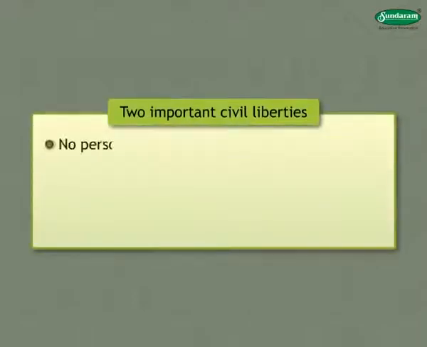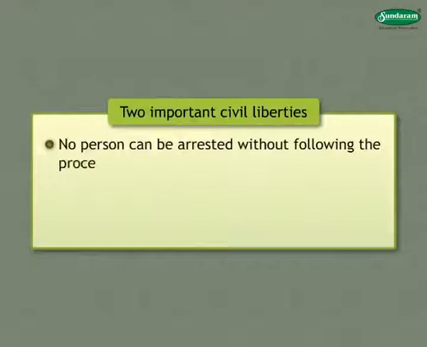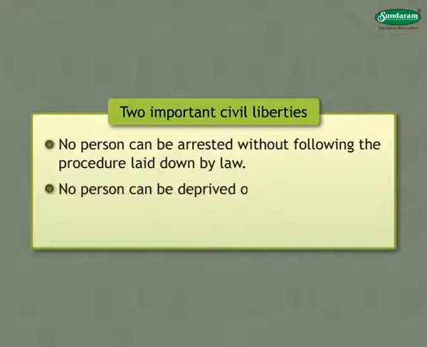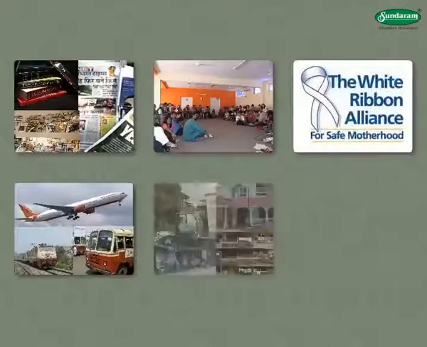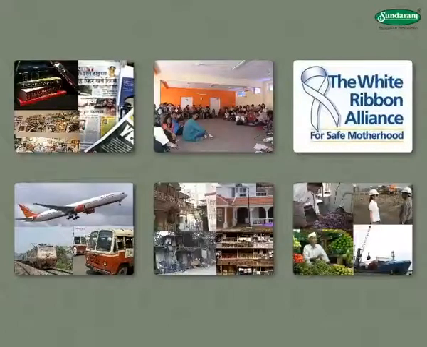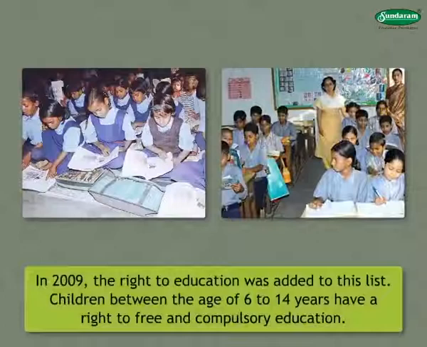2. Right to freedom. Important civil liberties. Accordingly, no person can be arrested without following the procedure laid down by law. Similarly, no person can be deprived of his or her life or freedom except according to the procedure established by law. These freedoms are not absolute. While enjoying them, citizens need to ensure that they do not violate peace, disturb social order, or harm public health, morality, or national interest.